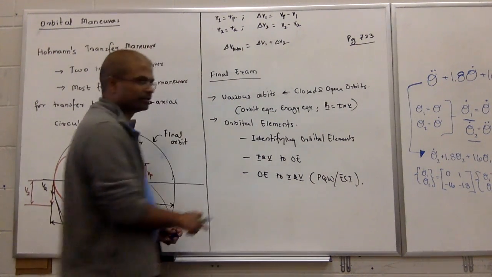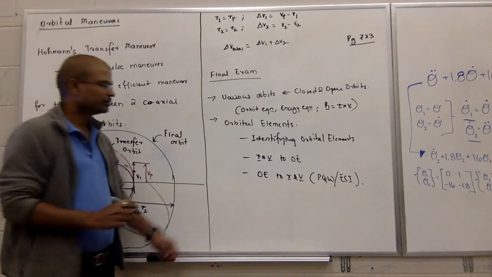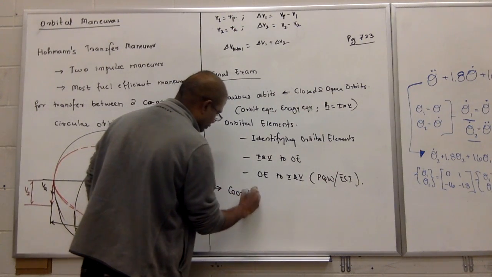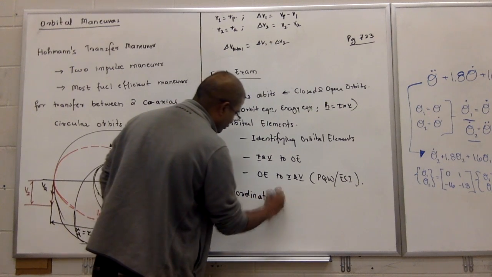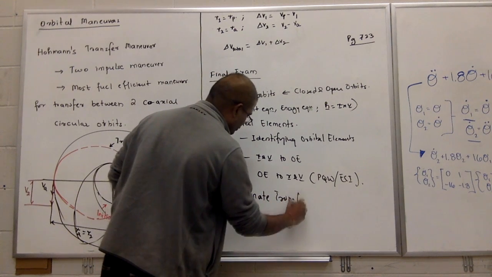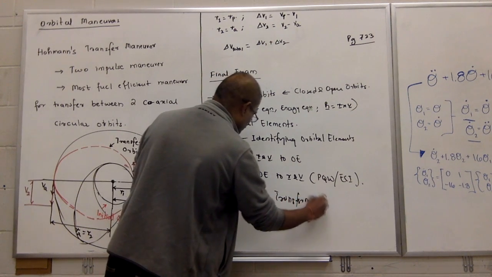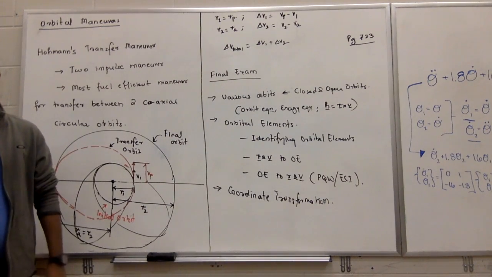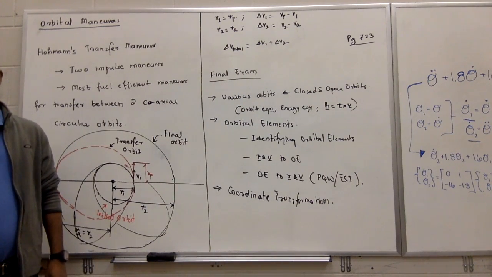So the fourth is coordinate transformation. Okay? Fundamental rotations, PQW to ECI to PQW, roll-pitch-yaw, angles to matrix to angles.